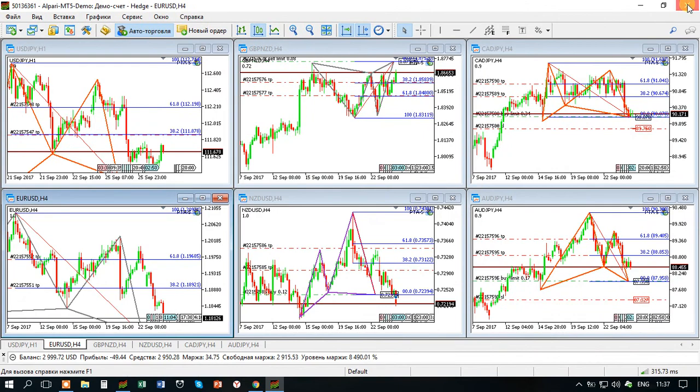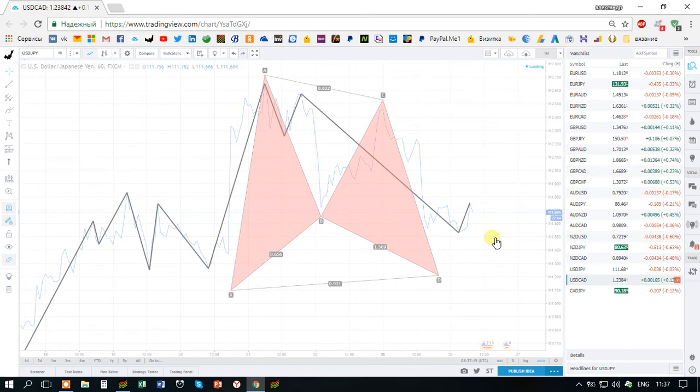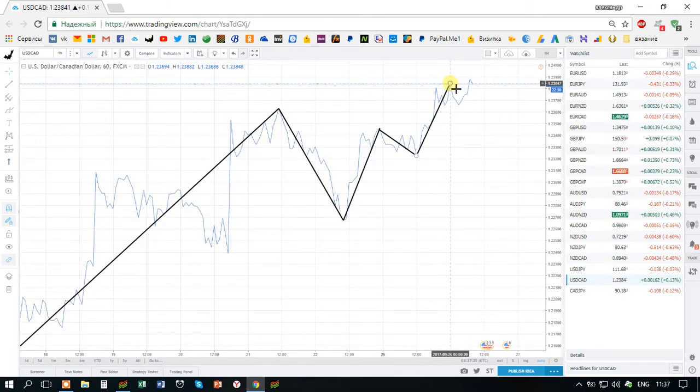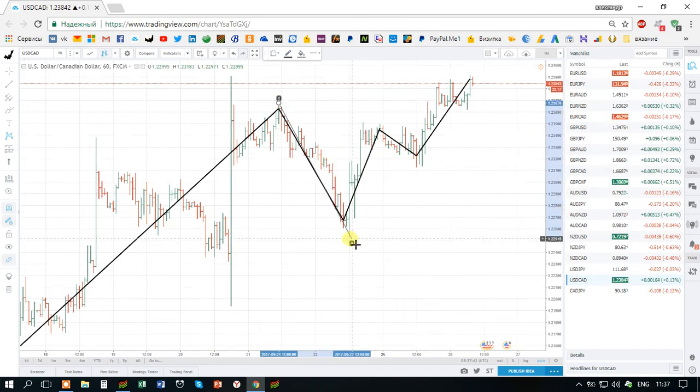Let me close that MetaTrader 5. Too many programs are running right now. Let's go next. Dollar Canadian. Like this. Let us see if we have a butterfly pattern. We have to start from the highest high. Oh, that's good.